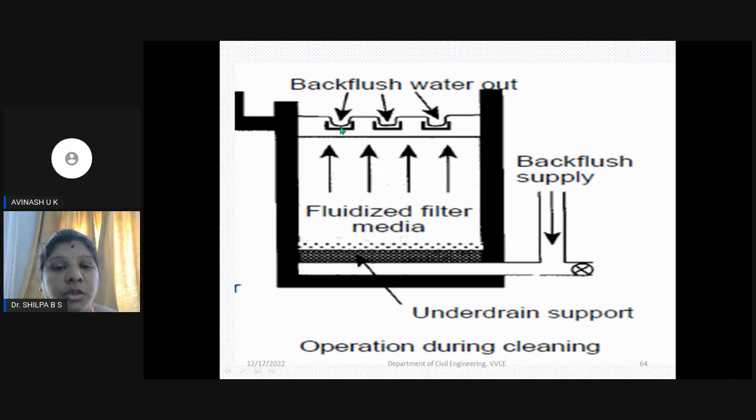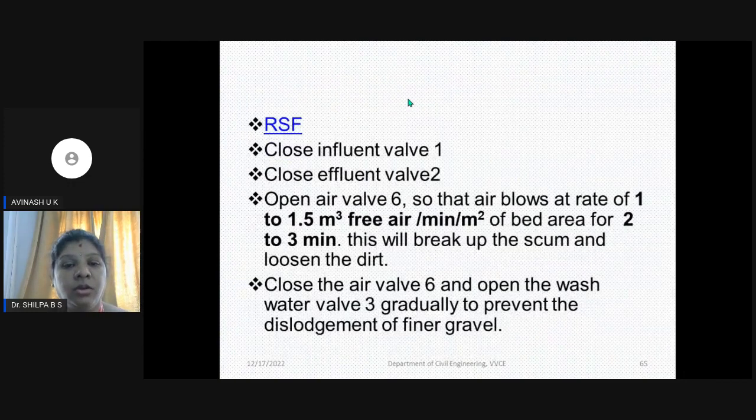And in the wash water troughs, which are placed above the sand bed, the water will be collected, and then that will be connected to the wash water outlet chamber or the drain. Here the air that we blow should be at a rate of 1 to 1.5 meter cube of air per minute per meter square, and we need to blow for about 2 to 3 minutes.